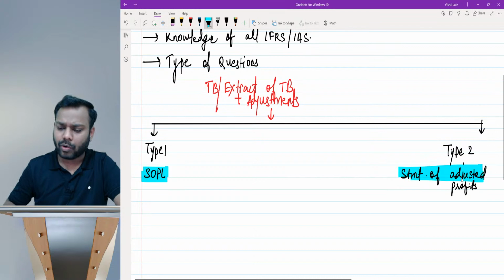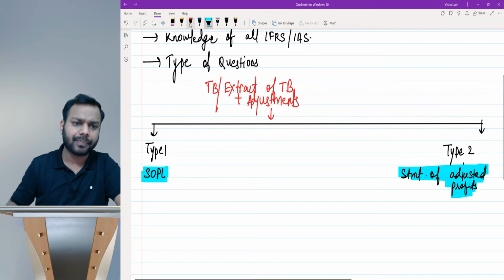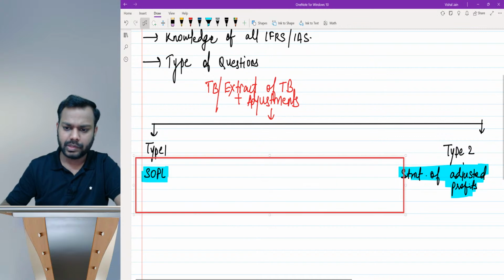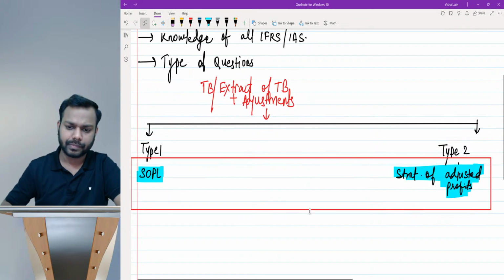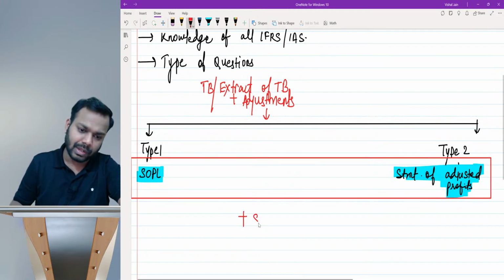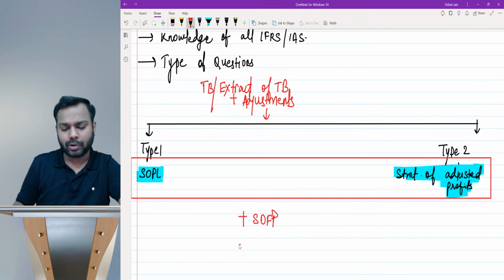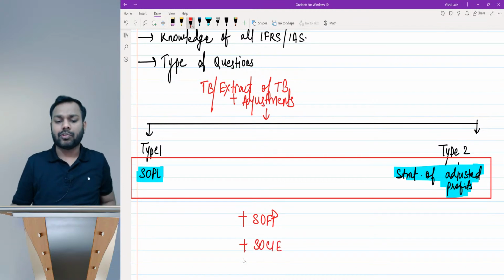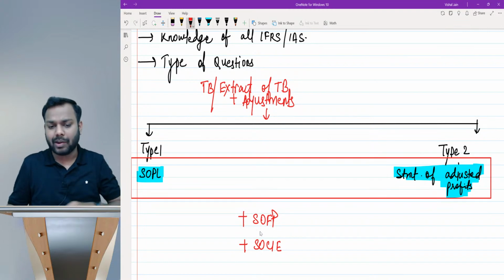The question might also ask alongside what? Let us discuss that as well. This is the key requirement which the question might ask. But in addition to that, the question might also ask you to prepare a statement of financial position, or the question might also ask you to prepare a statement of changes in equity, right? So all these things can also be asked in the exam.